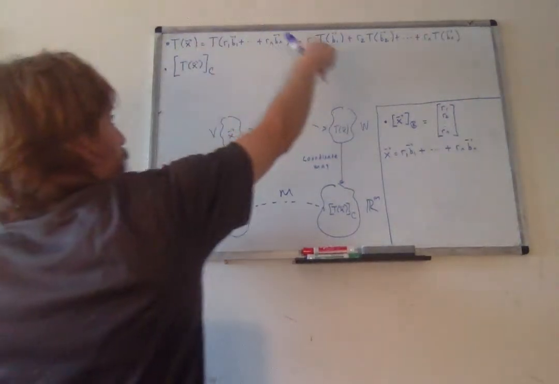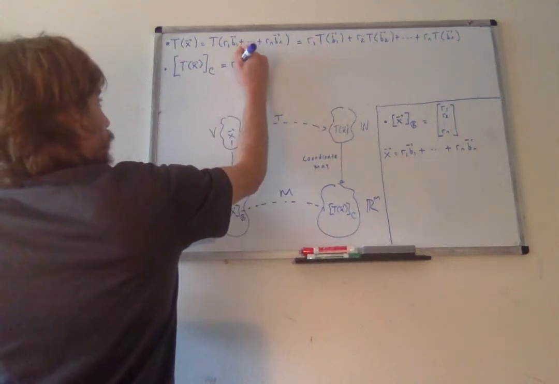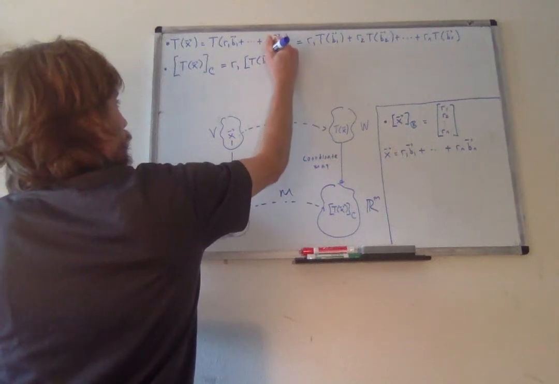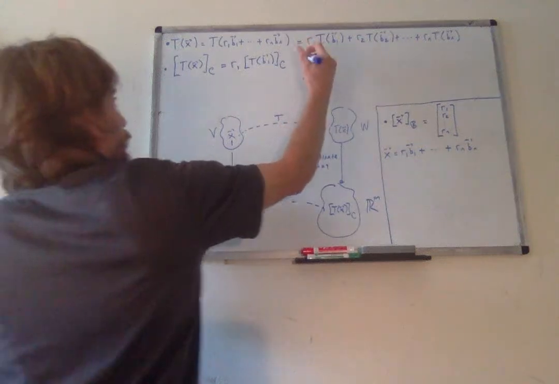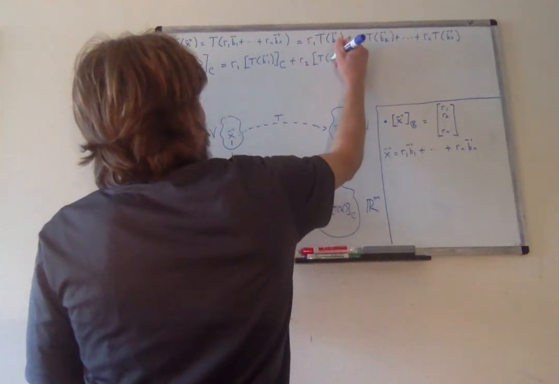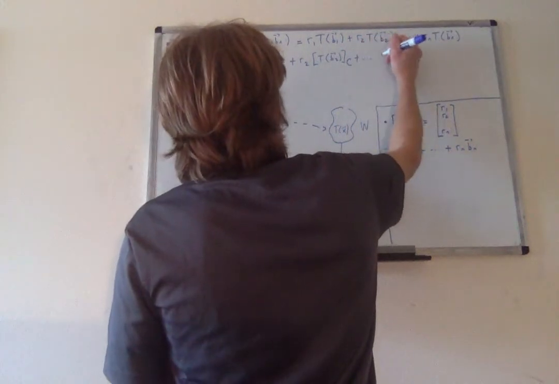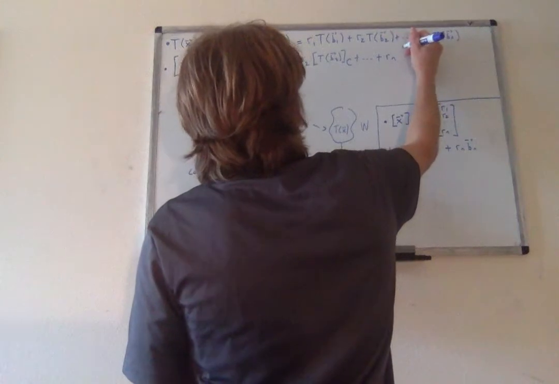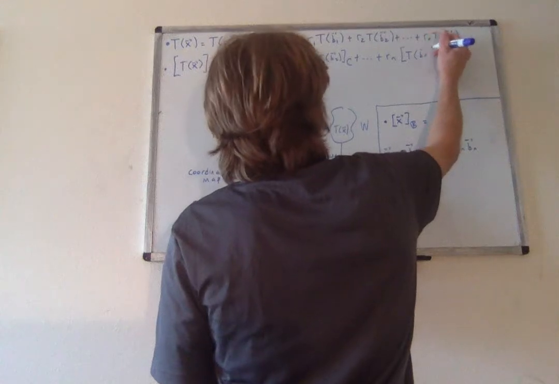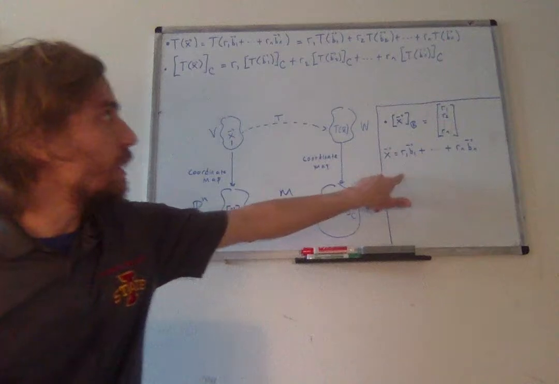So what I can do with this side and this side is apply the coordinate map and show that this is equal to the following sum, where I just take the C coordinate representation of the images of all of the basis vectors. And notice these scalars, R1 through Rn, come from the B representation of X.